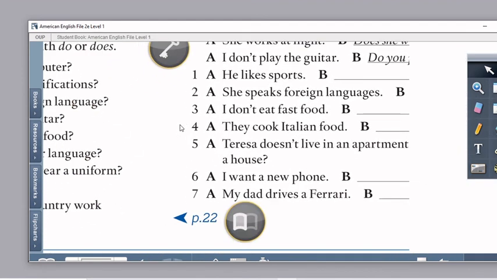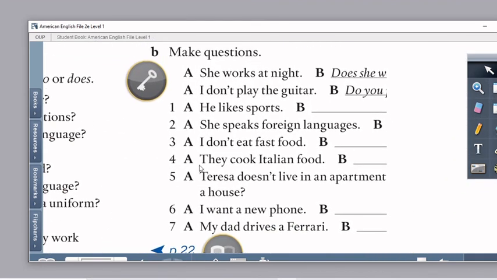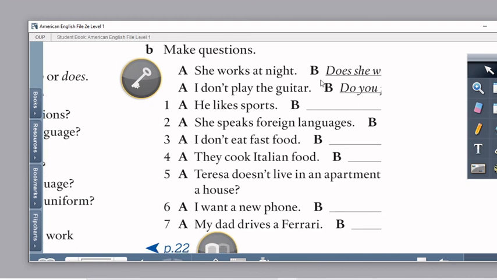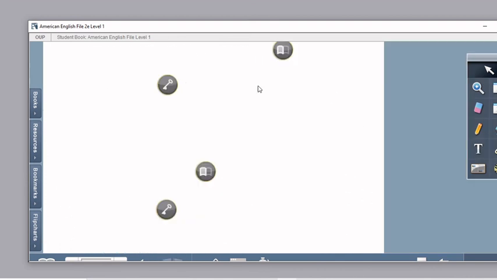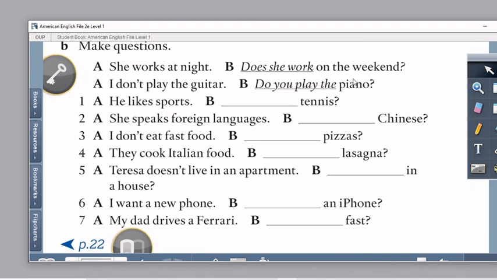Now let's go to letter B. Make questions. So you have pairs of conversations, conversation between A and B, and you have an example. She works at night. B. Does she work in the weekend?